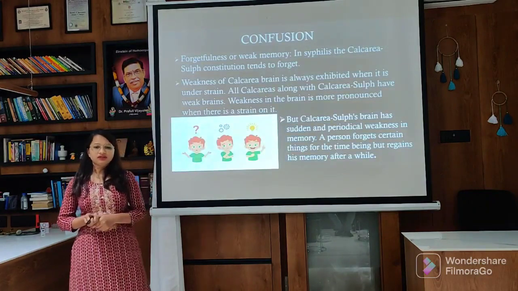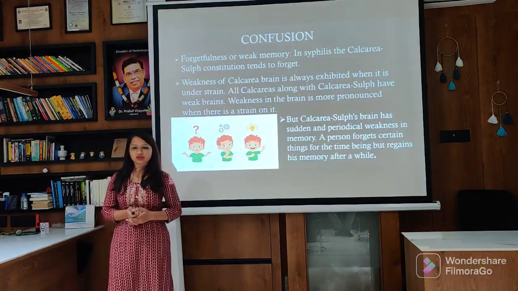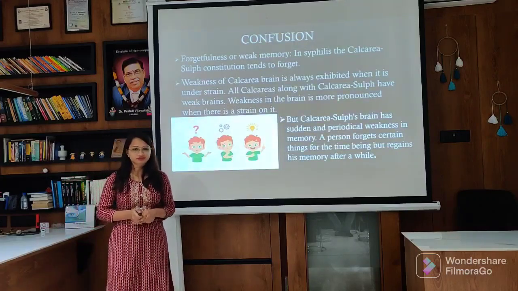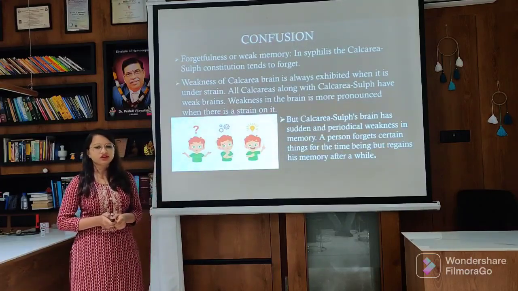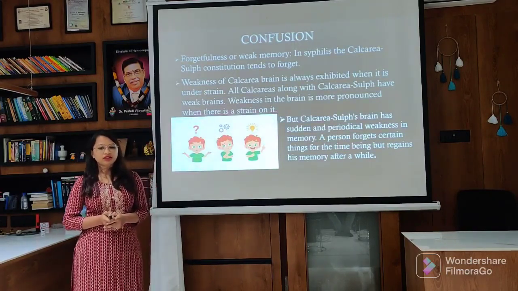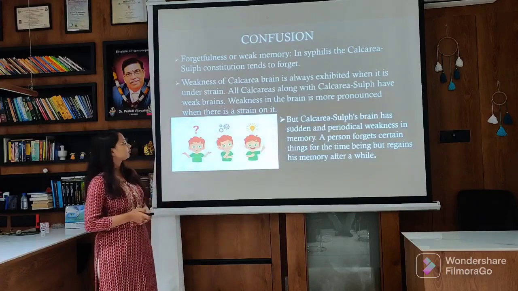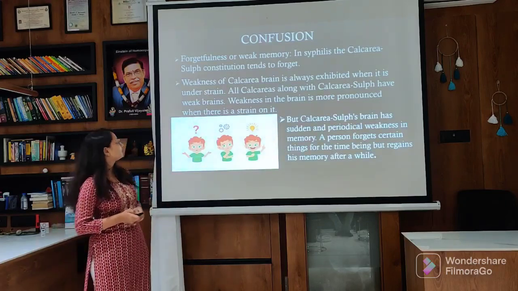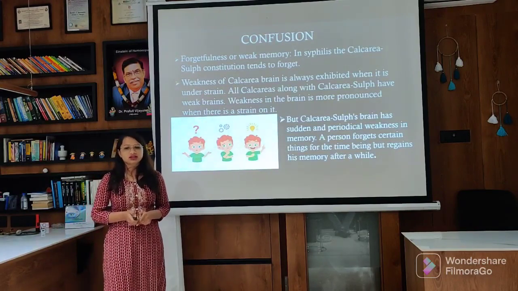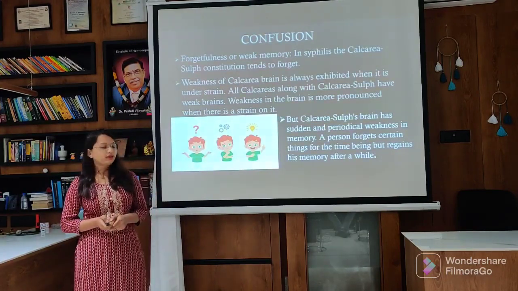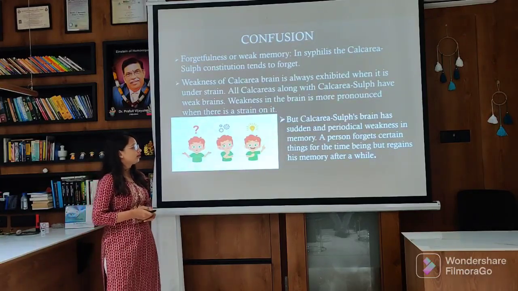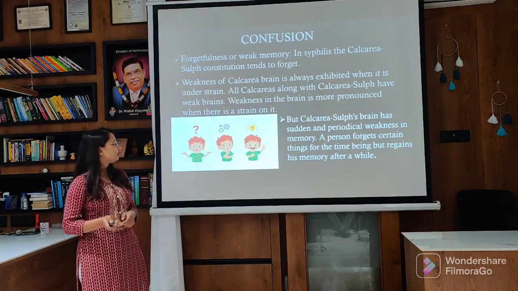Confusion, forgetfulness or weak memory. In syphilis, the Calcarea sulph constitution tends to forget. Weakness of Calcarea brain is always exhibited when it is under strain. All Calcarea along with Calcarea sulph have a weak brain. The weakness in the brain is more pronounced when there is a strain on it. But Calcarea sulph brain has sudden and periodic weakness in memory. A person forgets certain things for the time, but regains his memory after a while.